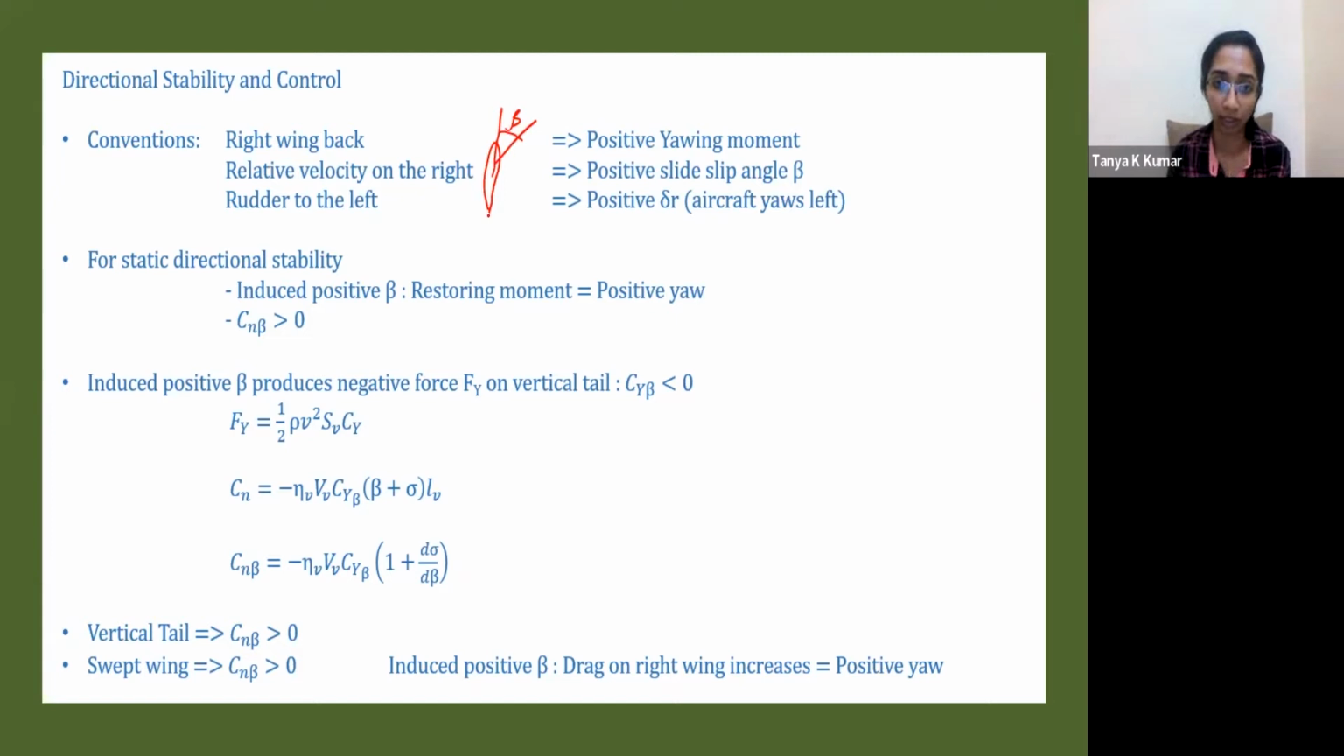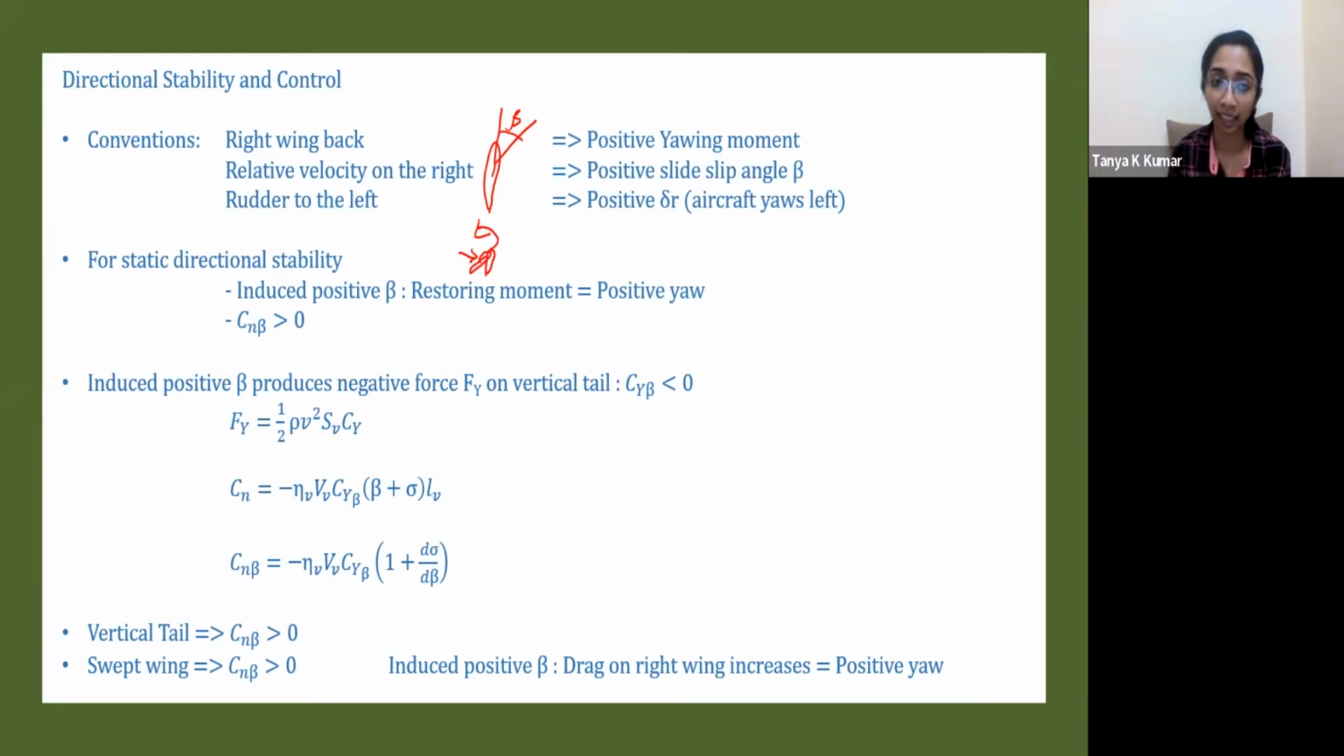Similarly, the convention for rudder is rudder deflected to the left. So if your rudder is here, it's deflected to the left. This is considered positive rudder deflection. What this does is it generates a positive yaw. Okay, so it generates a force in this direction, which generates positive yaw. Okay, yaw is left.